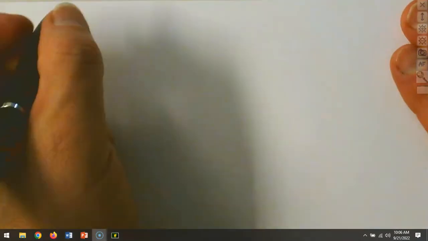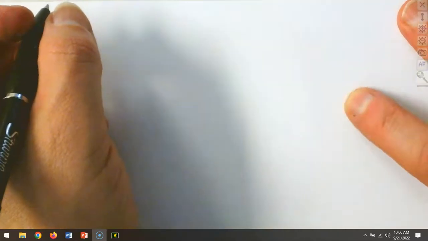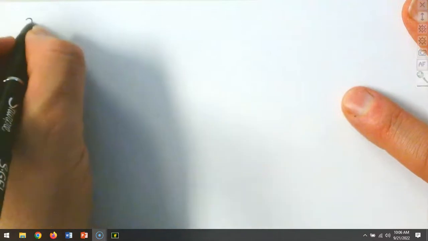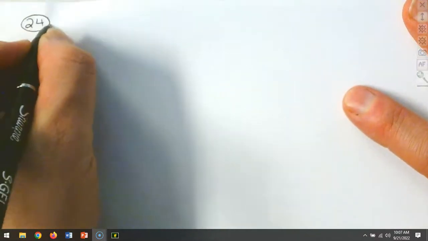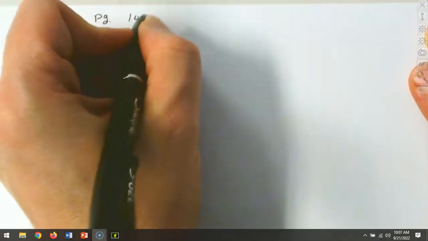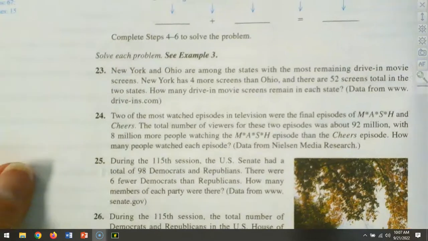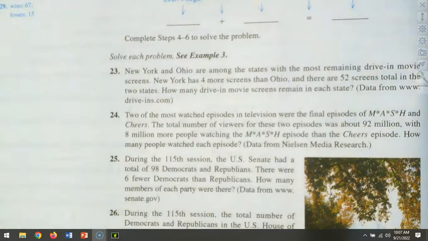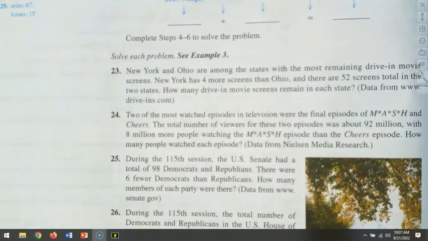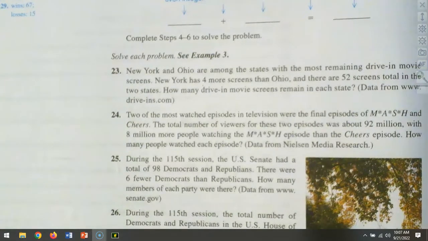So we're still in 2.5. And let's look at question 24. So this involves a total. And this is on page 142, question 24. We're going to read it through once, and then we're going to go back and look at each part individually and see what needs to happen.